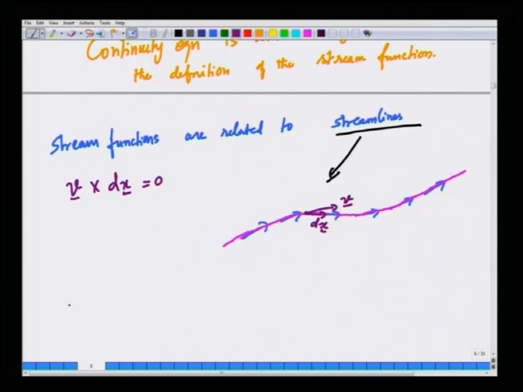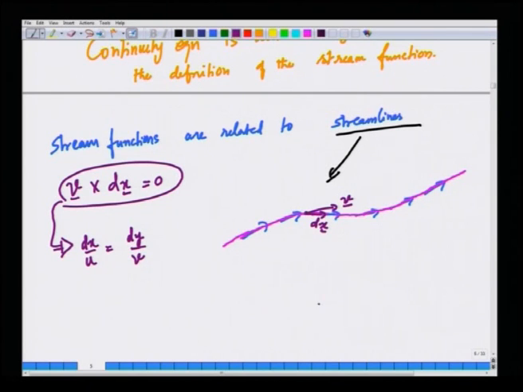Now, this gave rise to the condition, if v cross dx is 0, then we found that dx by u is dy by v. This is something that we derived by using the fact that there are two vectors, the velocity vector and the displacement vector along the streamline, and they are parallel. So, the cross product of these two vectors should be 0. That gave rise to this equation.